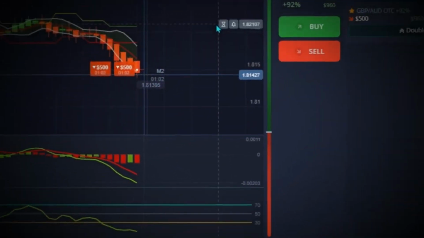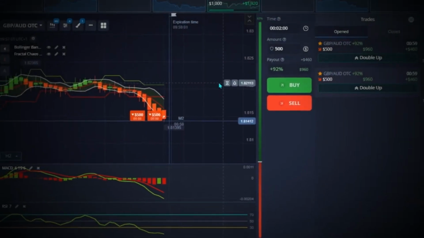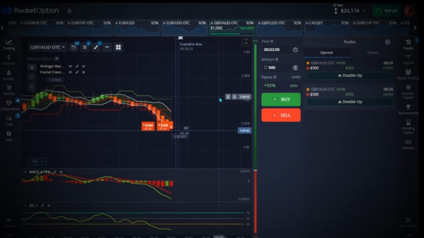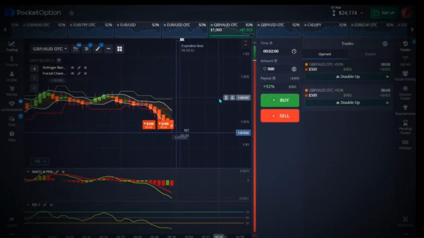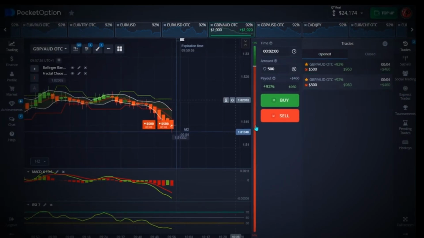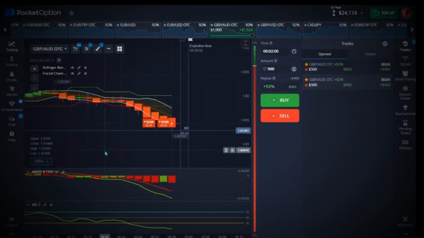So guys, let's wait and see. We have like 1 minute left to close the trade. Alright guys, I think we have less than 5 seconds to close the trade.